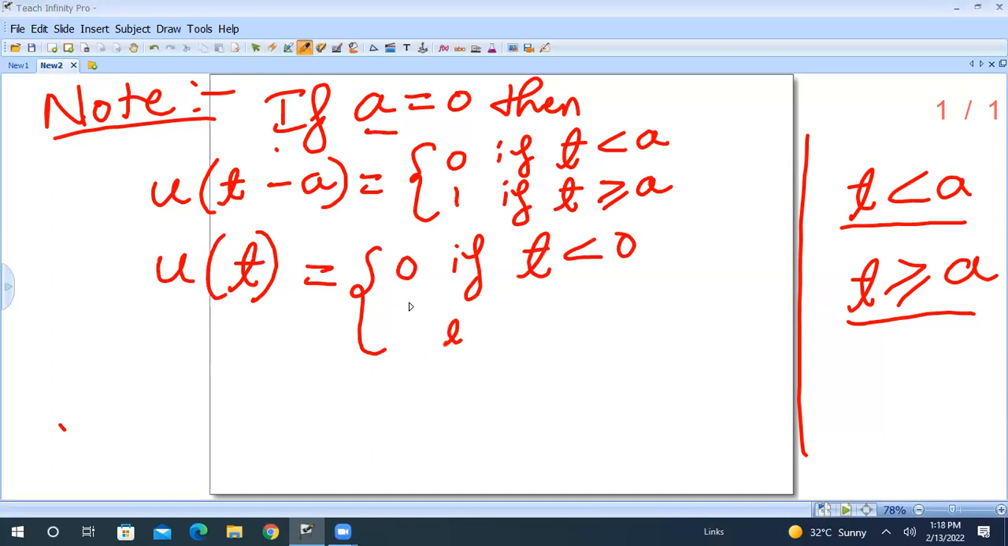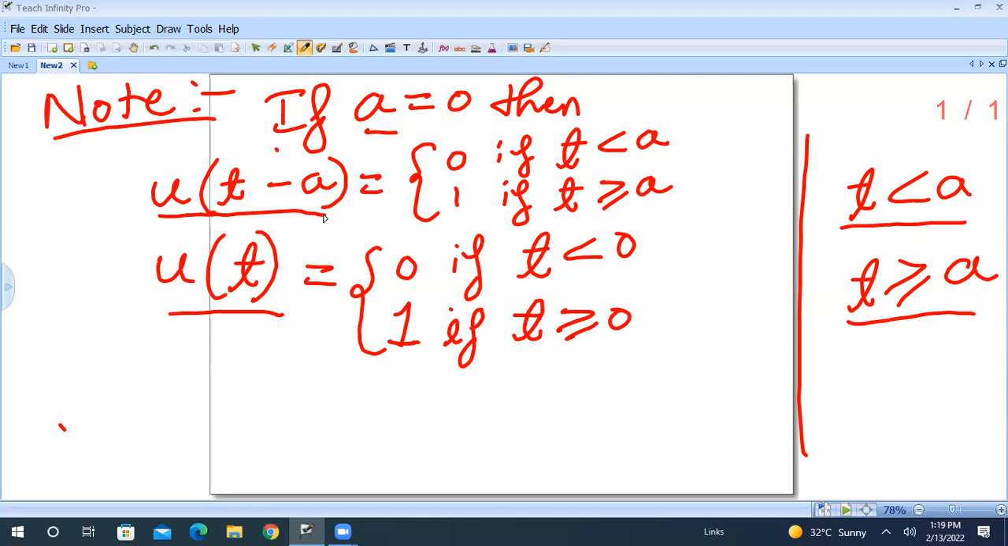So if t is greater than or equal to 0, what we have changed, just look at it. One note point next to note point, we have taken an example. If a is equal to 0, then what happens? u of t of minus 0 is nothing but u of t, which is 0 if t is less than 0, and 1 if t is greater than or equal to 0.